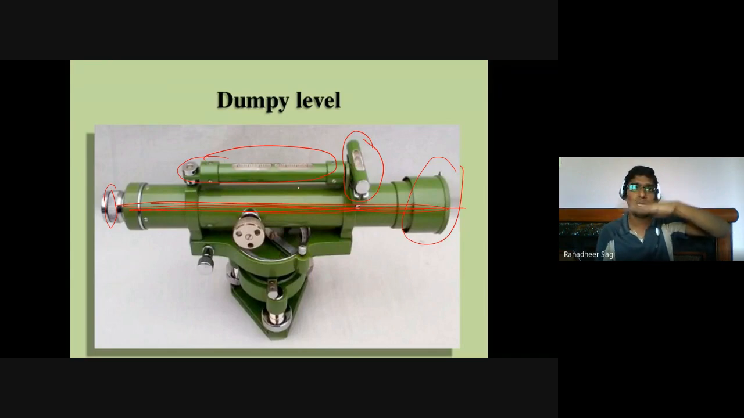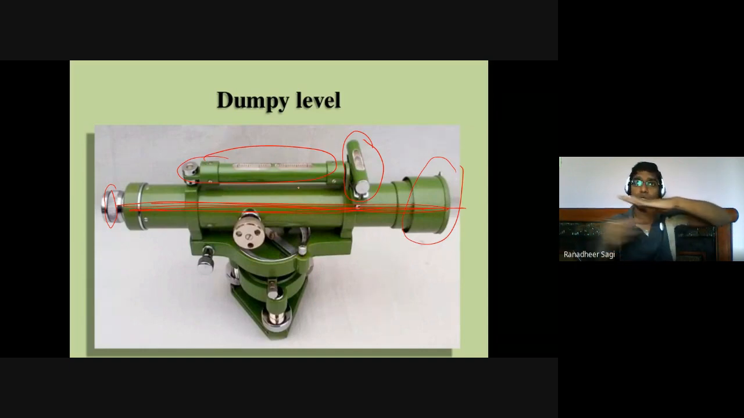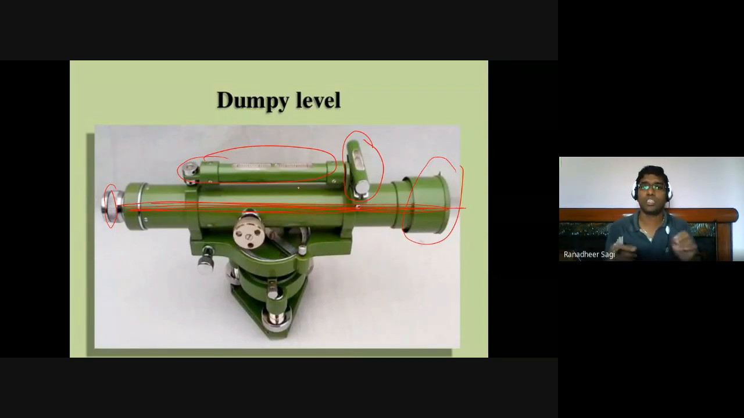Why do I require a proper leveled position? Because for my so-called line of collimation to be properly horizontal, I should ensure that the position of the instrument is properly leveled. So how do we understand the instrument is properly leveled? Whenever the bubble in that particular bubble tube comes to the center of the bubble tube, I repeat, whenever the bubble comes to the center, we understand that the instrument has proper leveling.